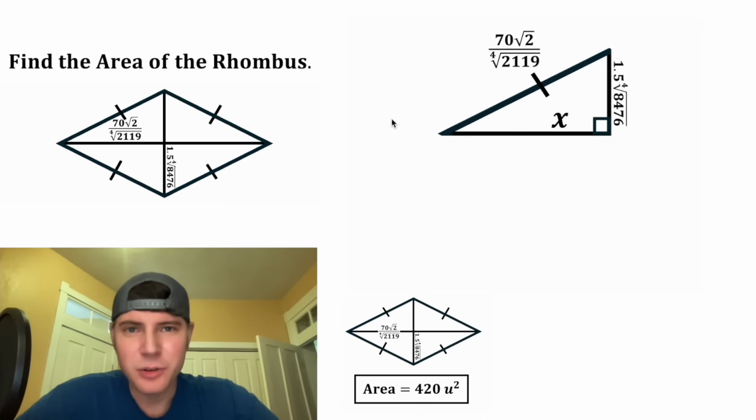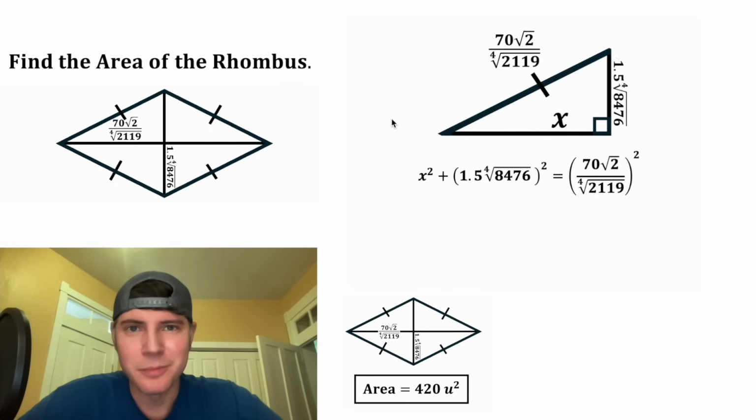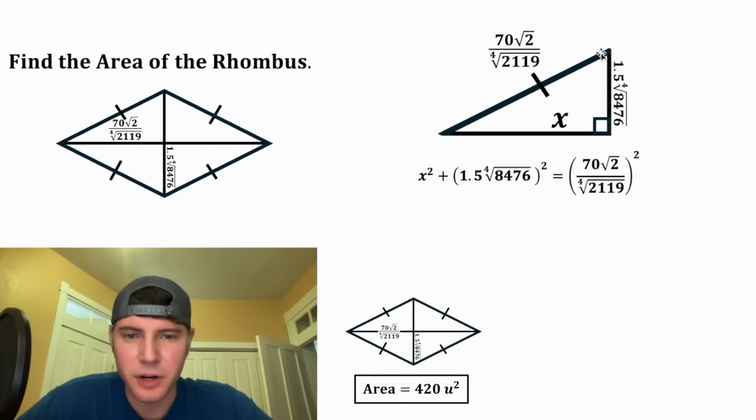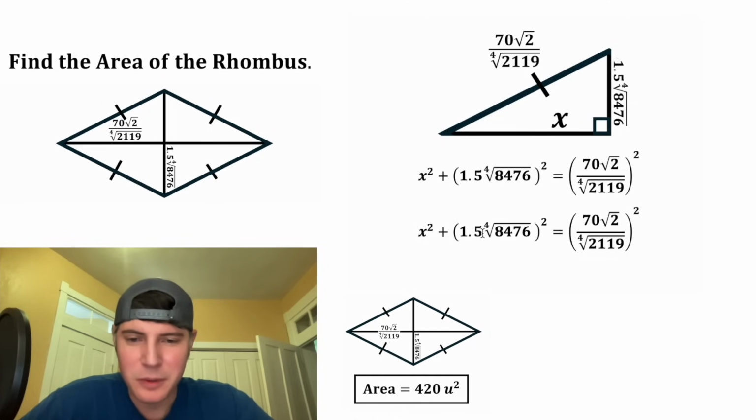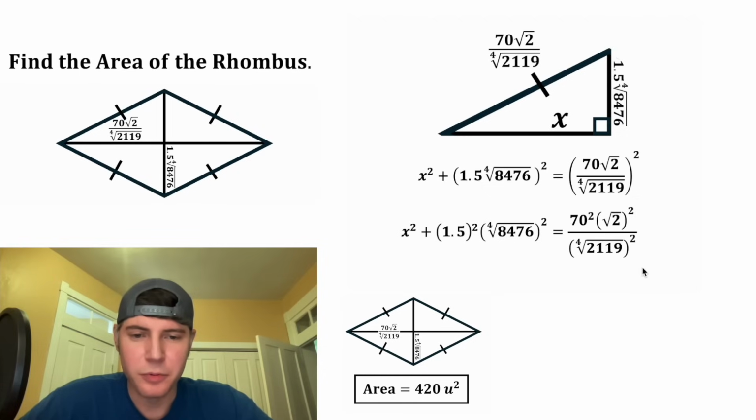Let's focus on this right triangle and do the Pythagorean theorem. It'll be x squared plus this thing squared equals this thing squared. And now let's clean this up. This 1.5 is being multiplied by this root, so this squared will distribute to both of those things. And then this squared will also distribute to all 3 of these things.